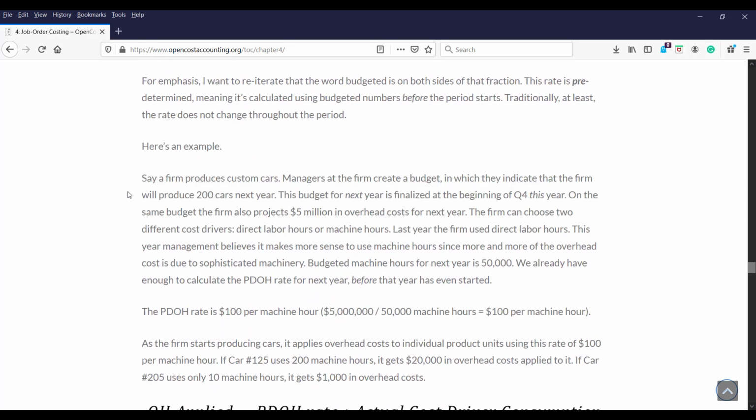So in this example, we have custom cars, and I used custom cars for a reason, because there's no doubt that these cars are something that we would want to give individual job names to or individual order numbers to. So we have our budget for the next year, and we know we are budgeting $5 million in overhead costs for the next year. Budget machine hours is 50,000. So we have now our PDOH rate of $5 million of budgeted overhead cost divided by 50,000 machine hours, our budgeted cost driver. So we can have $100 per machine hour, our PDOH rate. It doesn't always have to be $100. My two examples have used $100 thus far, but it could be anything, depending on your budgeted overhead and your budgeted machine hours, or your budgeted cost driver.